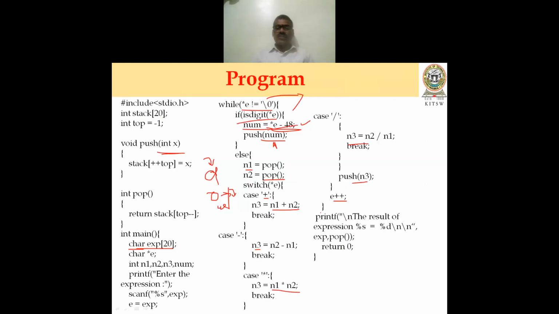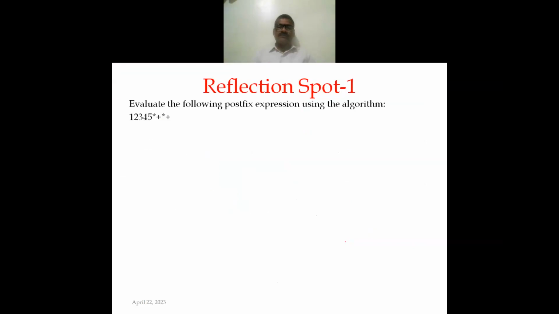Once you reach the end of the expression, we come out of the while loop. After that, the result of the expression is obtained by popping from the stack and displaying that value. Only one value is there in the stack. Fine. So this is what the program is.